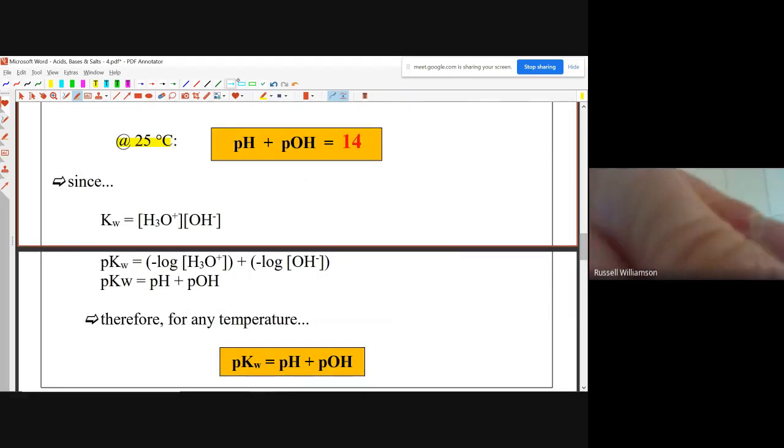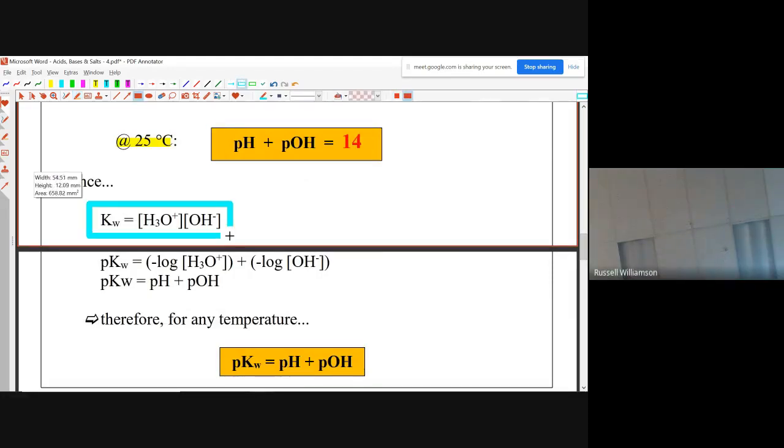So let's just take a look at our Kw expression. It's the concentration of hydronium times hydroxide. Now let's say I want to take hydronium and convert that to pH. If I wanted to do that here, I would just take the negative log of that, right? So the negative log of hydronium would look like that. That gives me my pH.